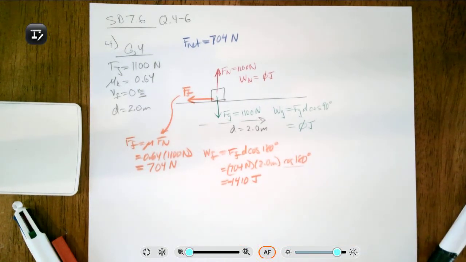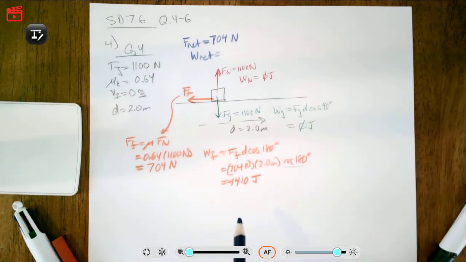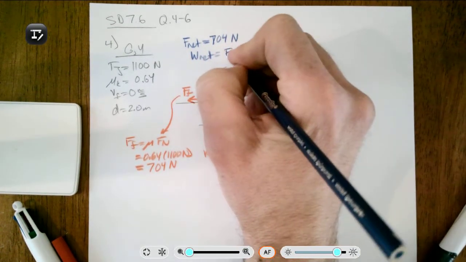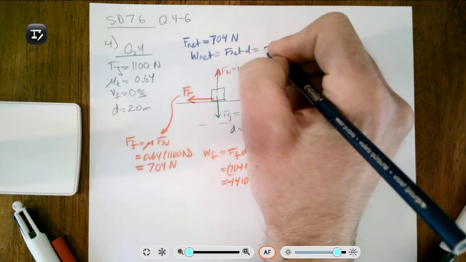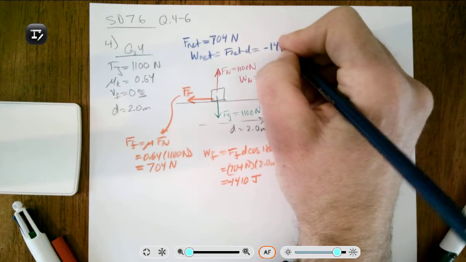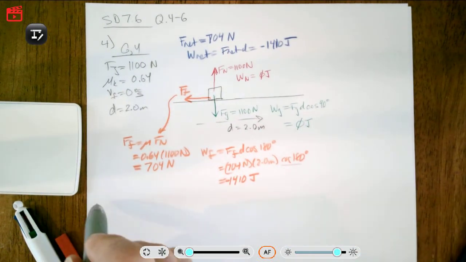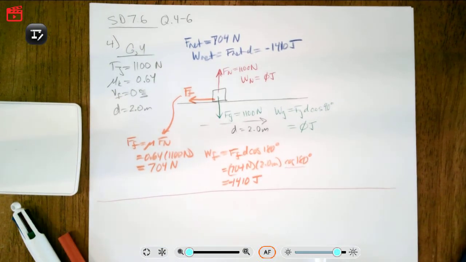The net work, which is the sum of the individual works, and is also F net times D, comes out to that same negative 1,410 joules. If you left off the negative, you're okay. In this course, we don't get you for that. All right, good. There it is. Done. Let's go on to the next question.